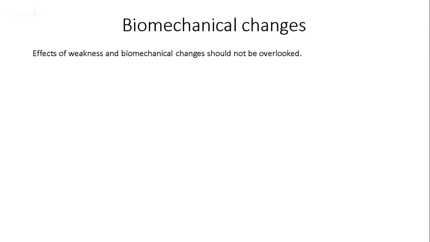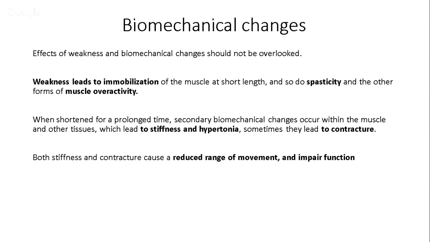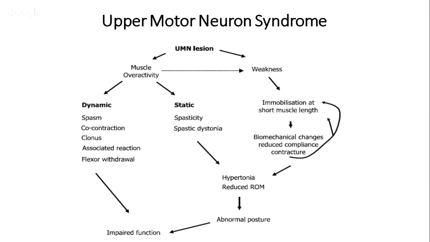Other than this mechanism, the pathophysiology, you should also remember the biomechanical changes, meaning the tissues and joints, if not used for a long time, can lead to contracture that can also cause weakness, not only because of the lesion, but also because you're not using it. And spasticity also, because you have muscle overactivity. So it leads to all these changes like stiffness, hypertonia. This can ultimately lead to contracture, reduced range of motion, and impair the function and lifestyle of the patient.